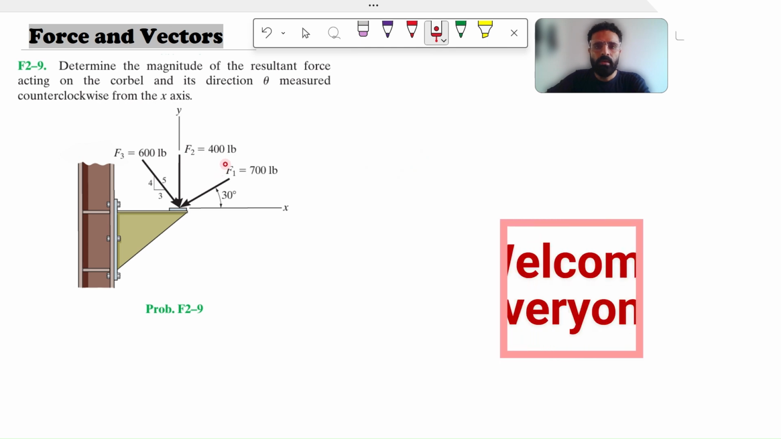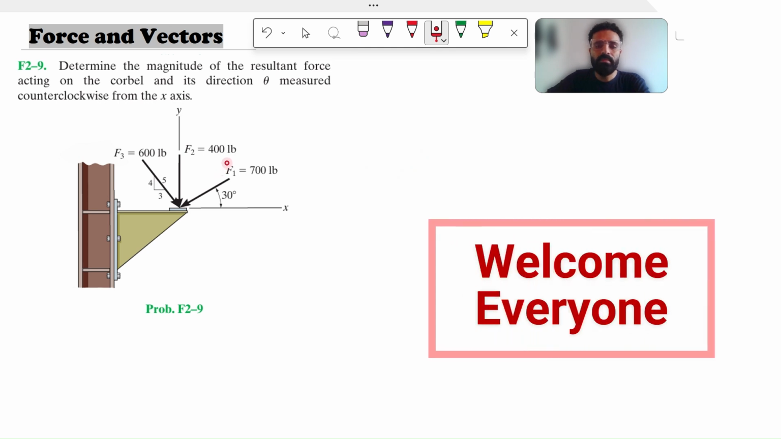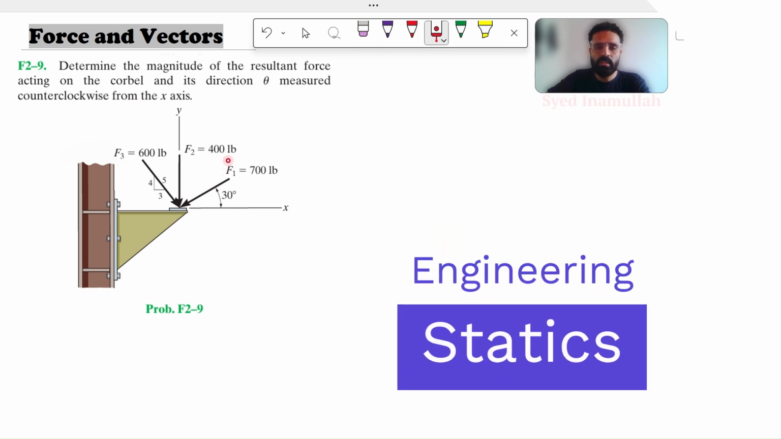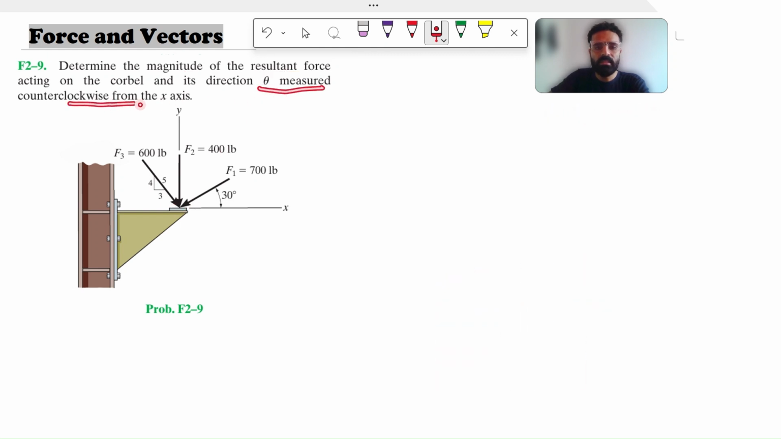Hi everyone. In today's lecture, we will be solving fundamental problem number 9 of chapter 2, force and vectors. In this problem, we will be determining the magnitude of the resultant force acting on this carbon, and we will be measuring its direction measured counterclockwise from the x-axis. We have three forces F1, F2 and F3 respectively, so we will be determining its resultant force, and also we'll be determining its direction measured from this x-axis counterclockwise.